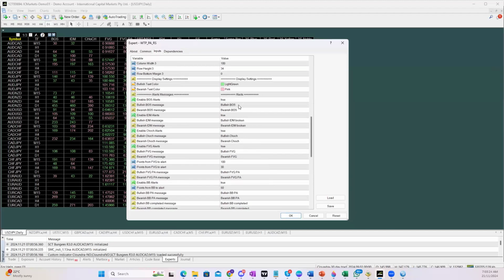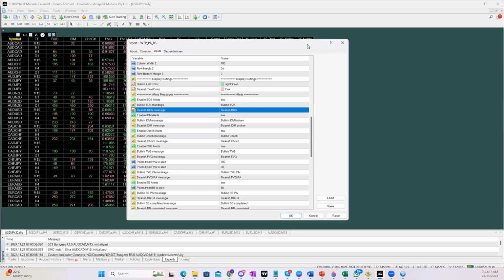Then here you've got all those alerts. One thing we have introduced in this scanner is that you can set your custom alert text. So here you've got the enable breakout, break of structure alert. You can put your own text here for the bullish break of structure and the bearish break of structure, so you know what you want to see on your chart or your mobile phone.